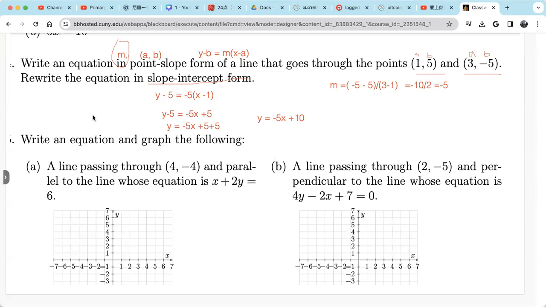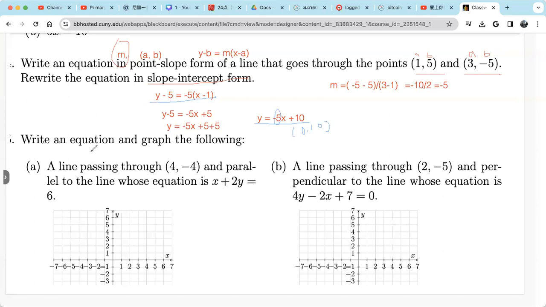And that's it. So this is point slope formula, and this is slope intercept form, because we can tell slope equals -5 right away. We can tell 0, 10 is the y-intercept right away. 0, 10. When x is 0, -5 times 0 is 0. Right?